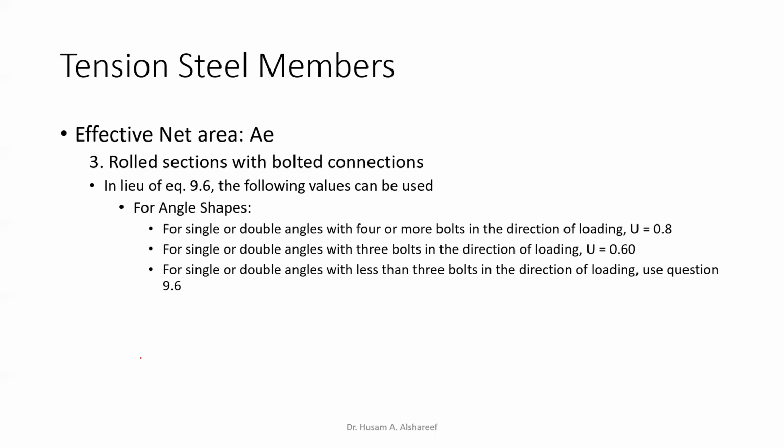So then, if you're not going to use equation 9.6, which we just mentioned, then for angle shapes, single or double angles with 4 or more bolts in the direction of loading, your U equals 0.8. If the single or double angles have 3 bolts in the direction of loading, then it's 0.6. And for less than 3, you should use equation 9.6.